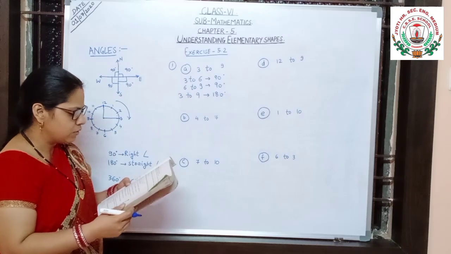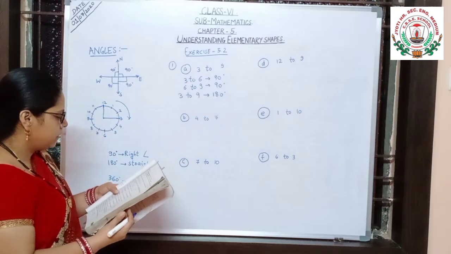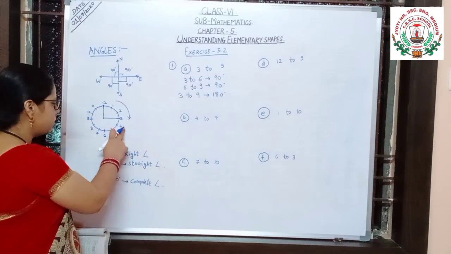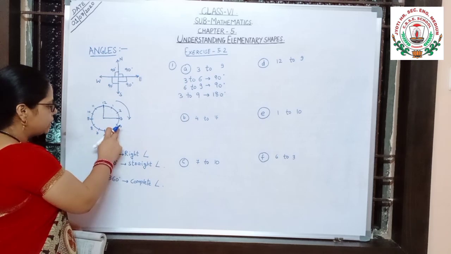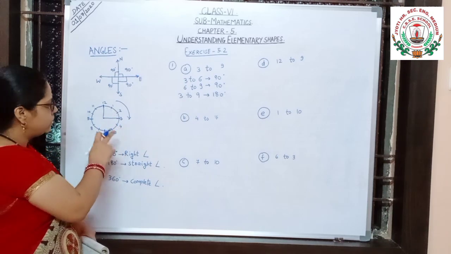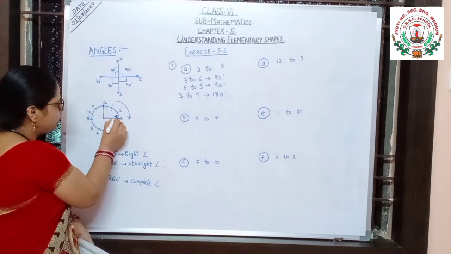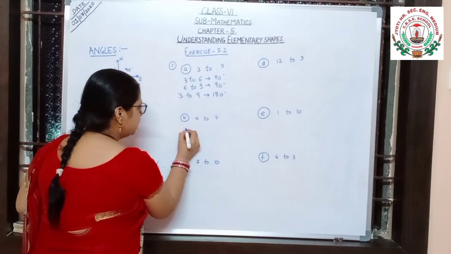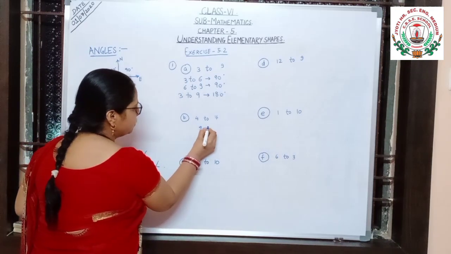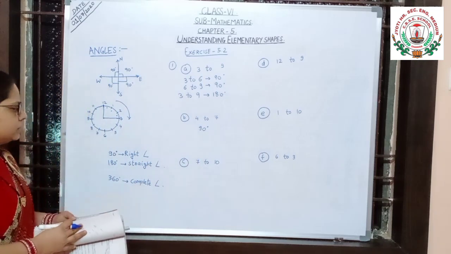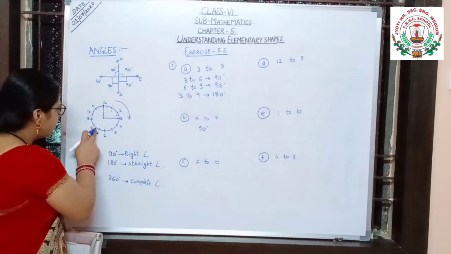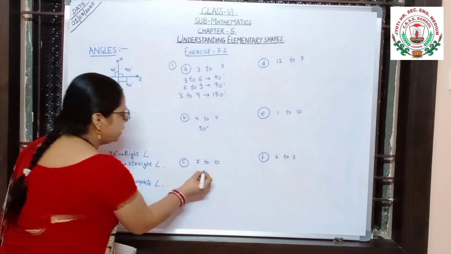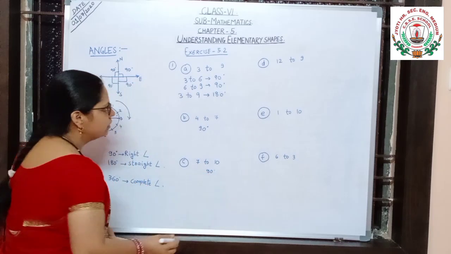What fraction of a clockwise revolution? 180 degrees it is creating. Then 4 to 7. Where is 4? Here. And 7 here. How many units? 1, 2, 3. Already I have told you, 3 units is forming a 90 degree angle. Then 7 to 10: 1, 2, 3. 3 units covering, so a 90 degree angle here also it is creating.